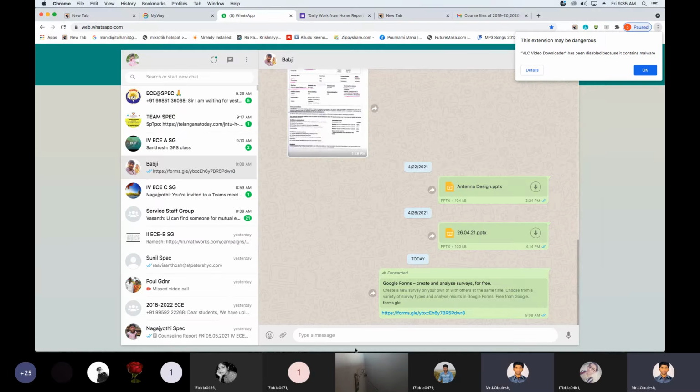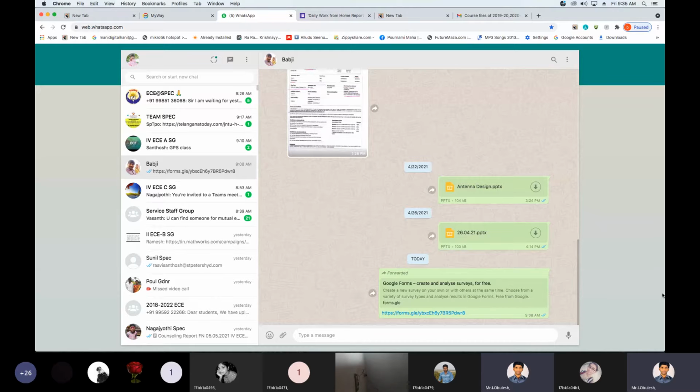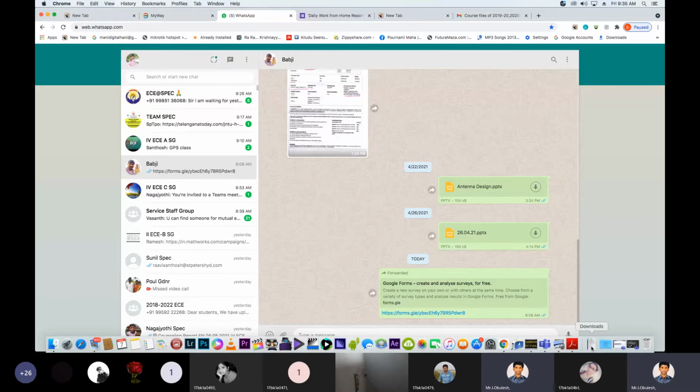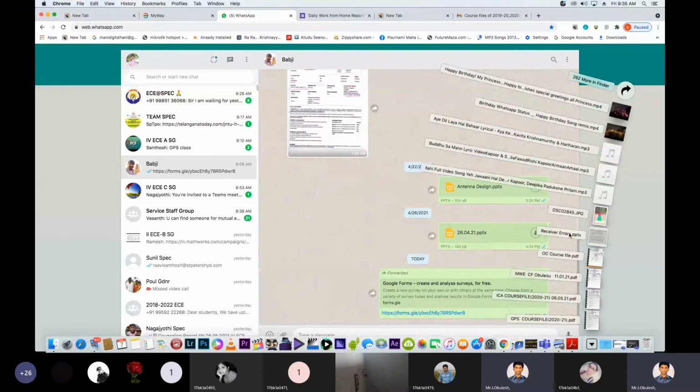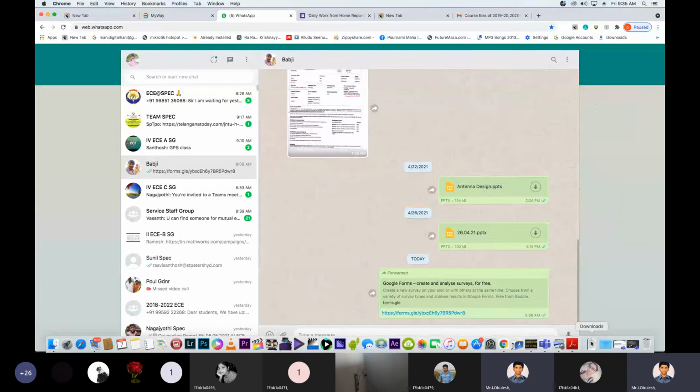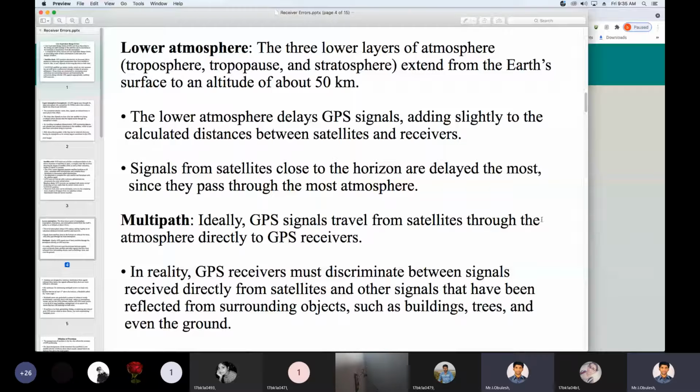Coming to multipath, ideally GPS signals travel from satellites through the atmosphere directly to GPS receivers.